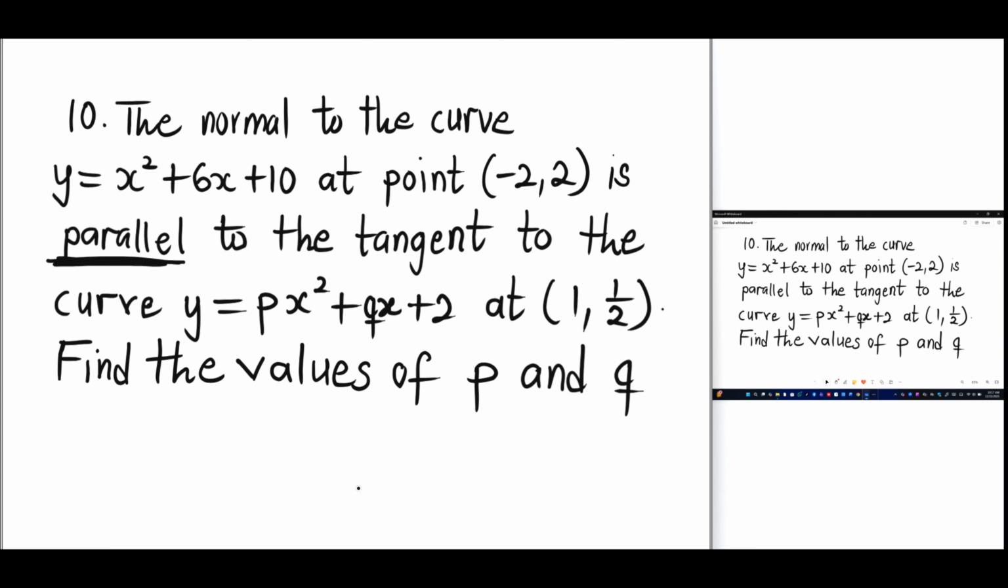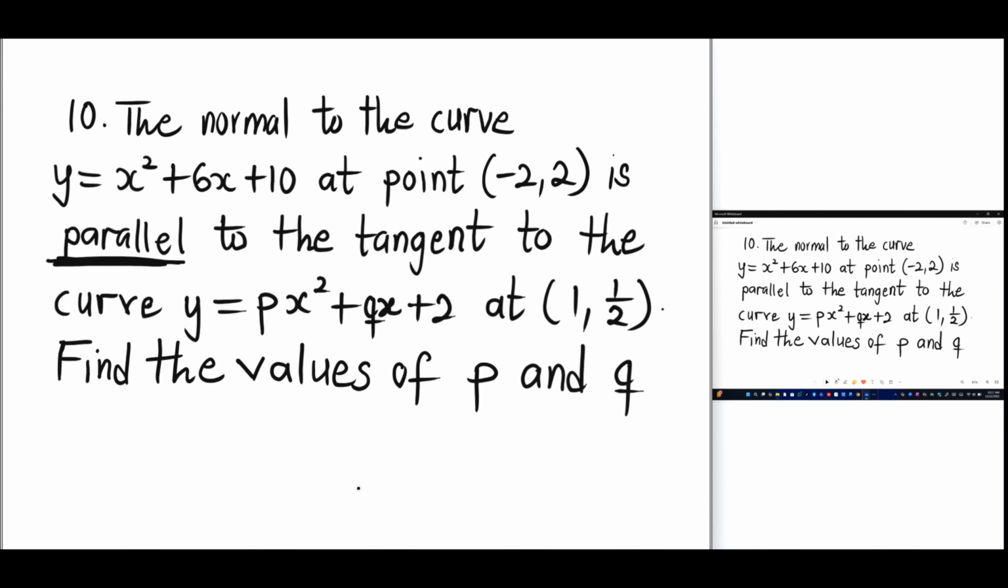So we have the first concept to be the normal, right? So how do you determine the gradient of the normal to that particular curve? You determine the gradient by finding the gradient of the tangent first. And we know that since the normal is perpendicular to the tangent of that same curve, you just need to take the negative reciprocal of that gradient to determine the gradient of the normal. And that becomes the gradient of the normal to the first given curve.